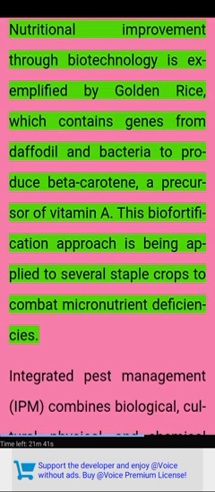Nutritional improvement through biotechnology is exemplified by golden rice, which contains genes from daffodil and bacteria to produce beta-carotene, a precursor of vitamin A. This biofortification approach is being applied to several staple crops to combat micronutrient deficiencies.